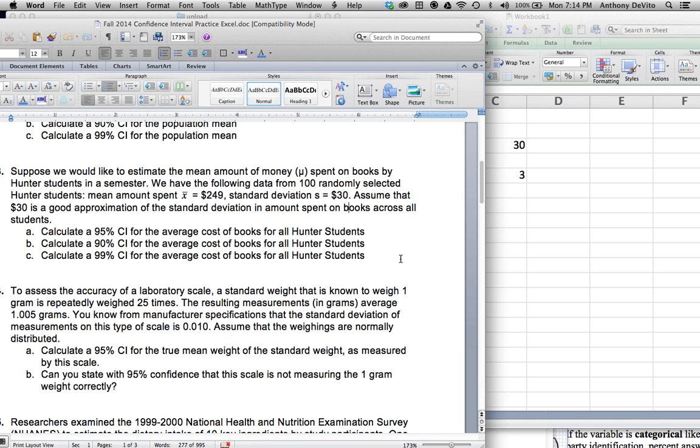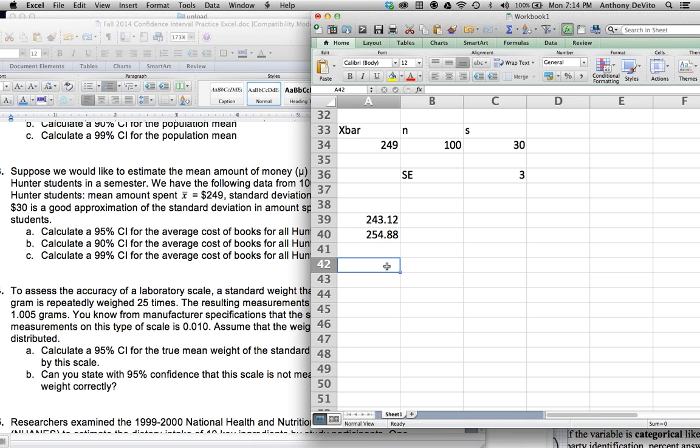Now, again, if I were to repeat this for 90%, what's the difference? It's going to be equal to x bar minus what for a 90% confidence interval? 1.64, right? Times 3. And it's going to be equal to my mean plus, again, 1.64 times my standard error. That's my 90% confidence interval.